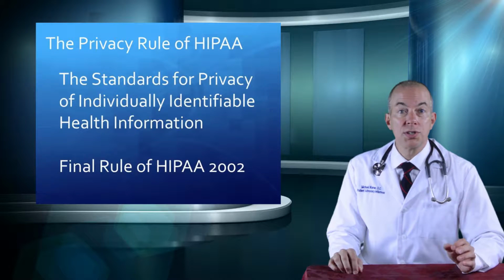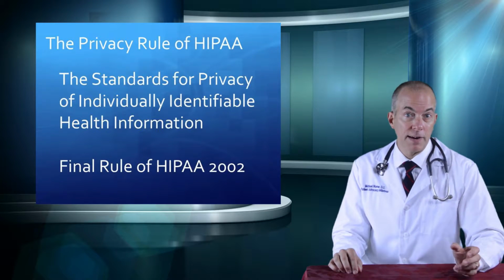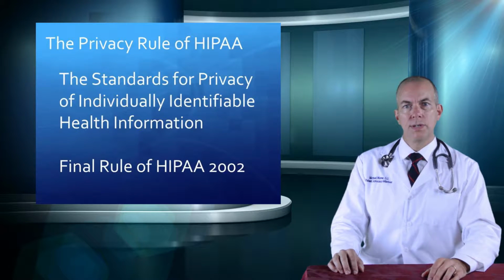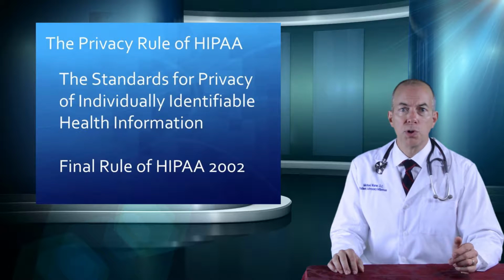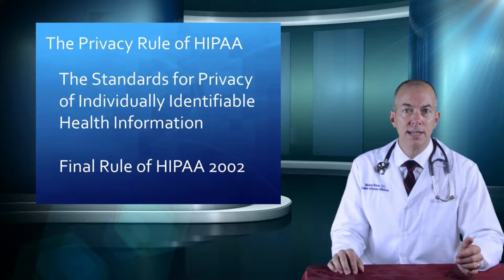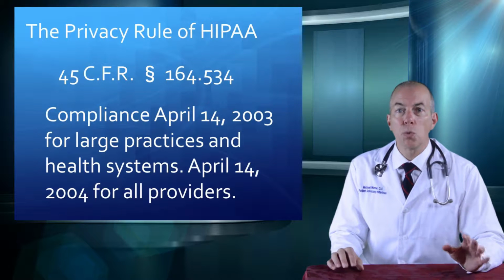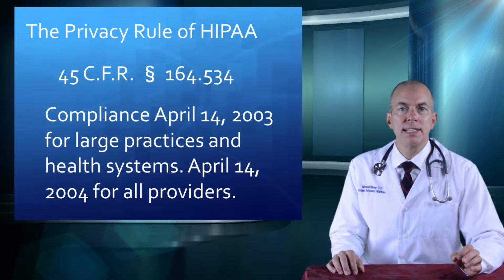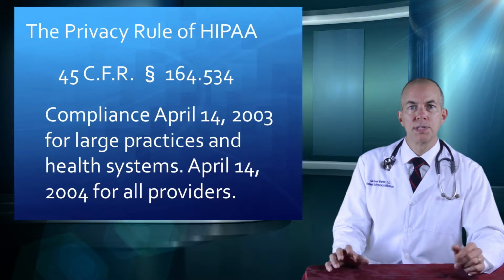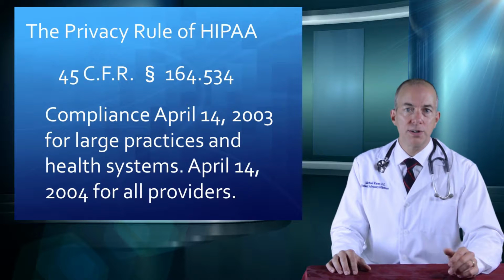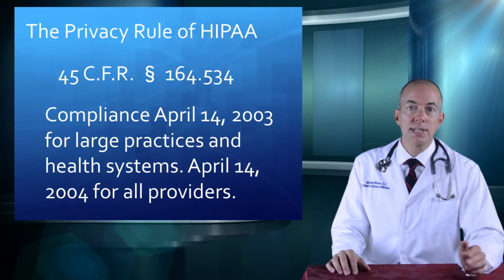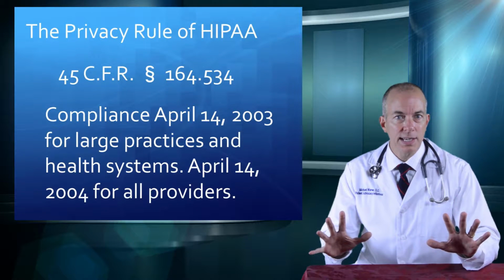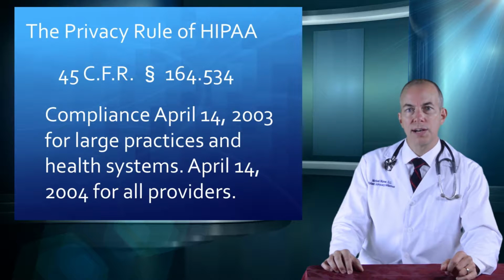The privacy rule, also known as the Standards for Privacy of Individually Identifiable Health Information, became the final rule of HIPAA in 2002. HIPAA, as you recall, is the Health Insurance Portability and Accountability Act of 1996. Compliance with the HIPAA privacy rule was required as of April 14, 2003. The first compliance date was for larger practices and health systems. Small medical practices were given an additional year to comply, meaning that all providers needed to accommodate a patient's right to request to access the health record by April 14, 2004.